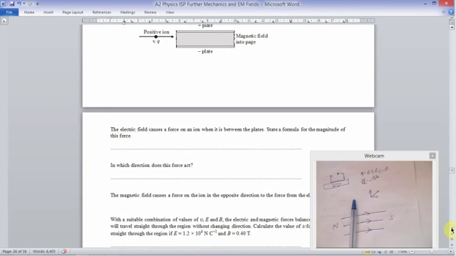The electric field causes a force on an ion between the plates. State the formula for the magnitude of force. We've done it before, in a previous video. F is equal to E times Q.